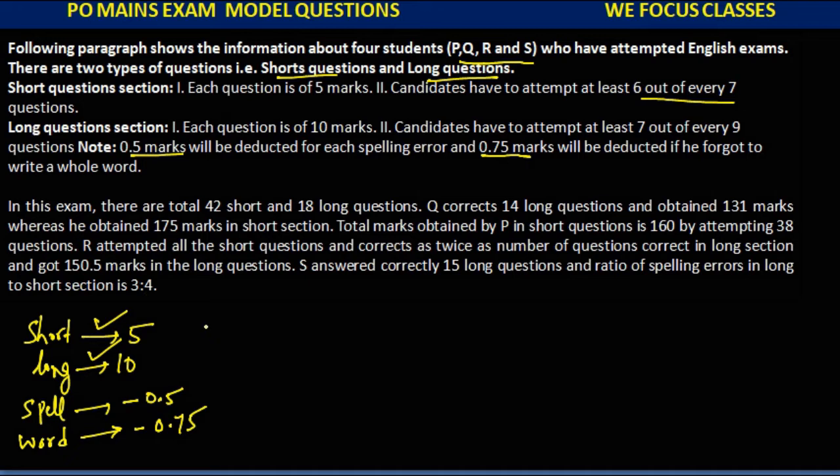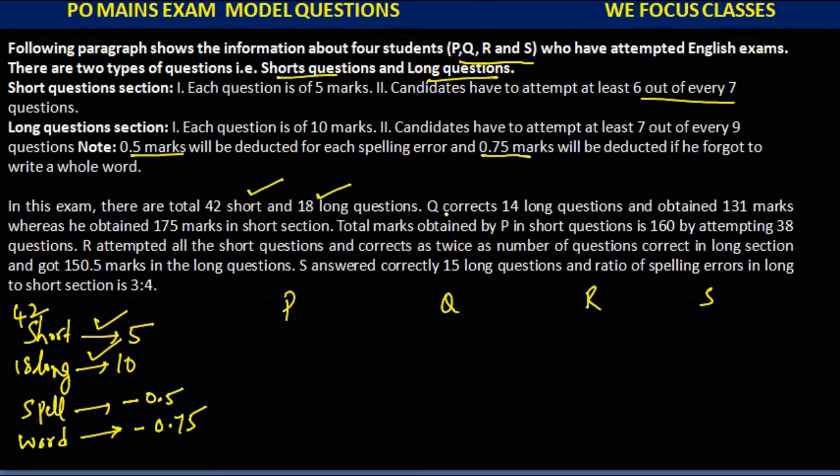In the next paragraph, what is given? In this exam, there are a total of 42 short and 18 long questions. So there are 42 short questions and 18 long questions. There are 4 persons, as given in the beginning. Let us say there is P, Q, R and S.